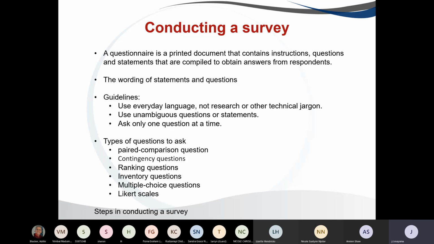So with inventory questions, I suppose it's more what we term multiple response questions, right? So inventory questions are also closed, but the respondent is not limited to selecting only one. The purpose of the inventory question is to obtain a comprehensive view of all possible options that could apply.